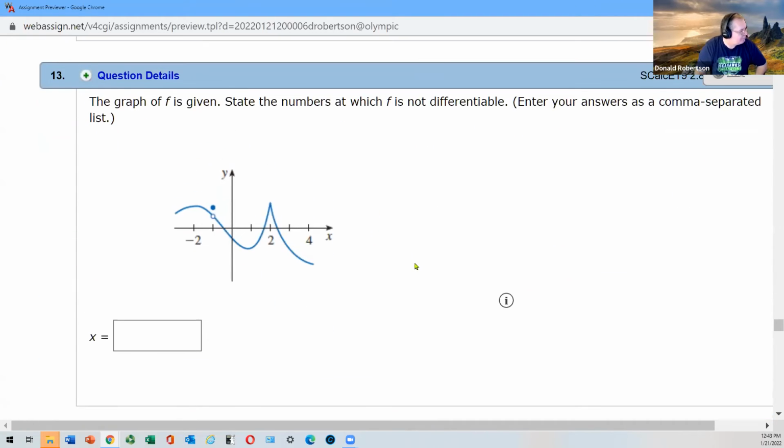Right, here's another one. Give me, let's see. I can only see 2 places where there's a problem. Give me the x coordinates of places where you couldn't find a tangent line. 2. Right, agreed? Corner, 2. Where's the other one?